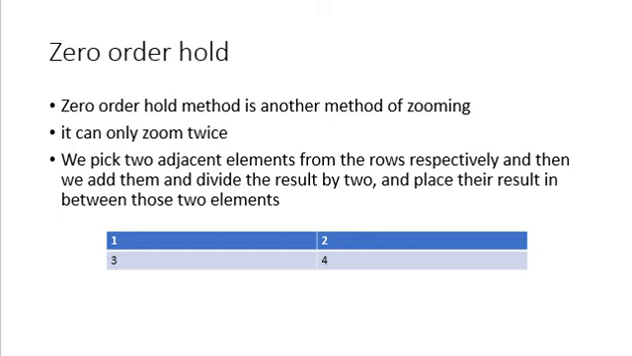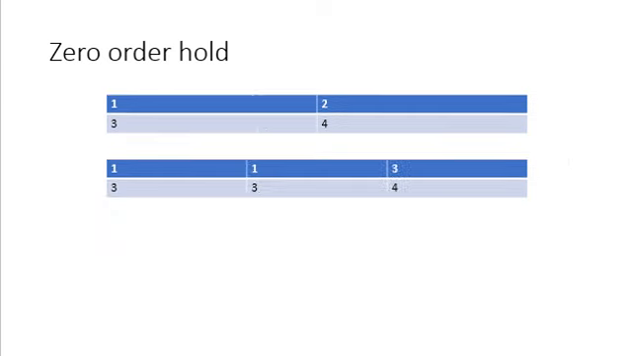As we take the first two numbers, 2 plus 1 equal to 3, and then we divide it by 2, we get 1.5, which is approximated to 1. So the same method is applied to row 2.